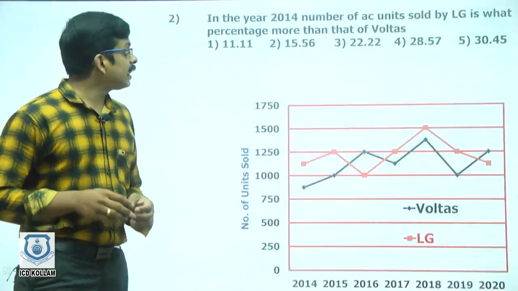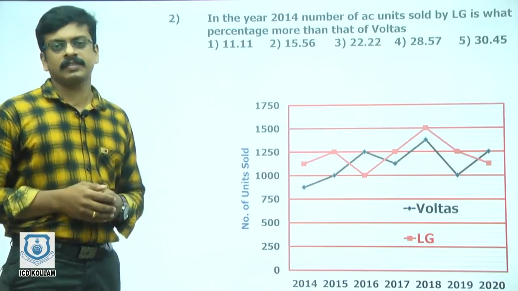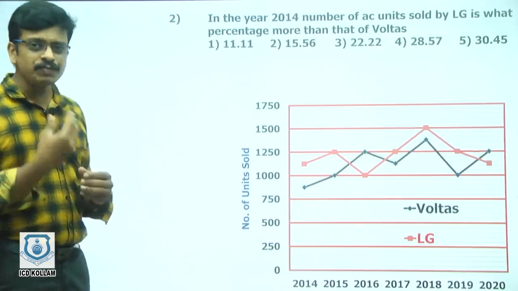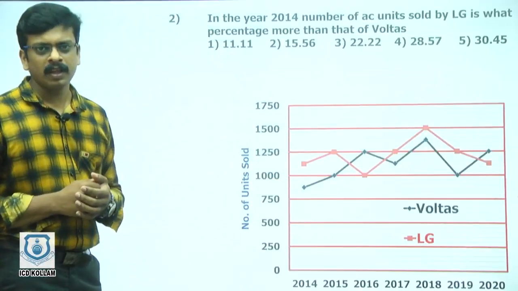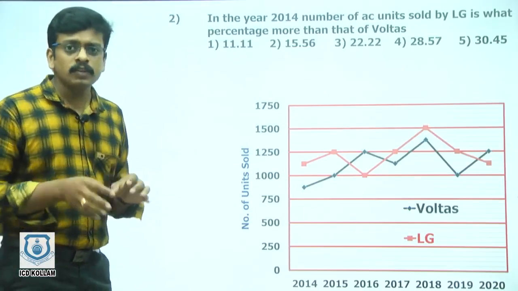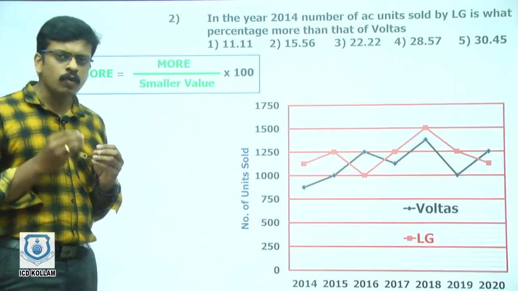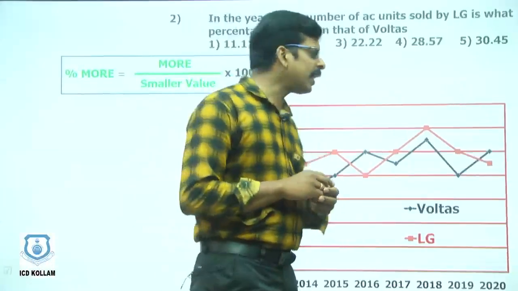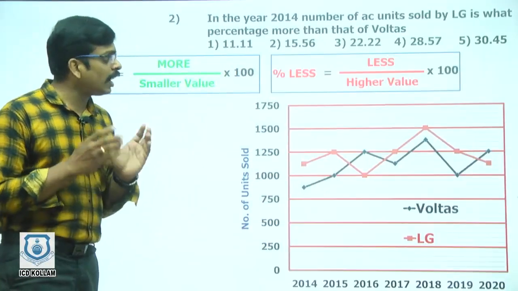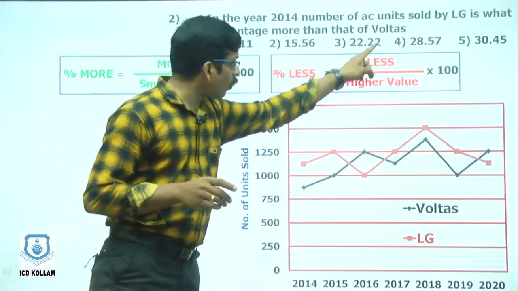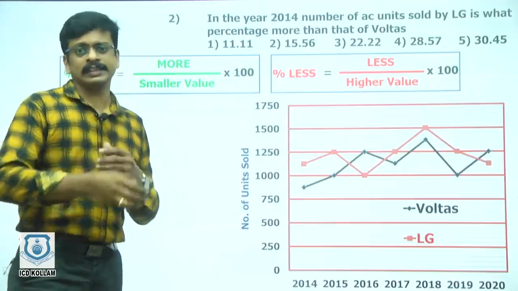Question number 2. In the year 2014, the number of AC units sold by LG is what percent more than that of Voltas? Here you need to find the percentage more than that of Voltas, so definitely the Voltas value will be the base. In case of percentage more, the smaller value will always be the base. Percentage more is equal to more by smaller value into 100. And we can say the percentage less will be equal to less by higher value into 100. At that time the base will be that higher value. So you need to learn this formula by heart, it is better to understand.